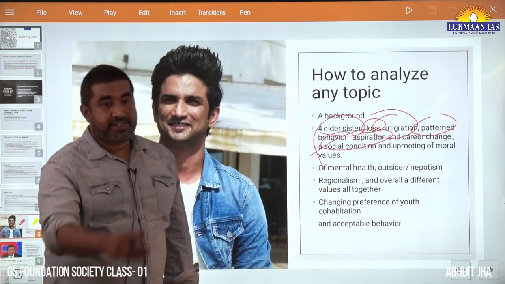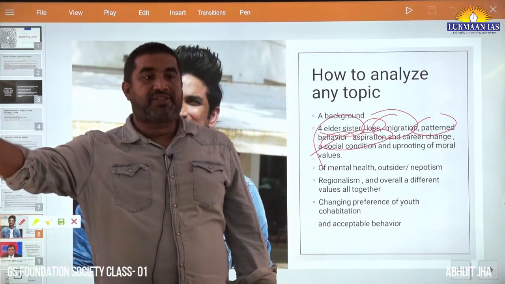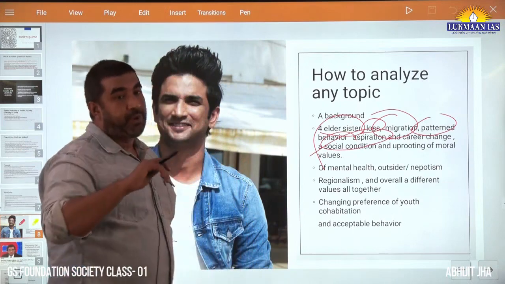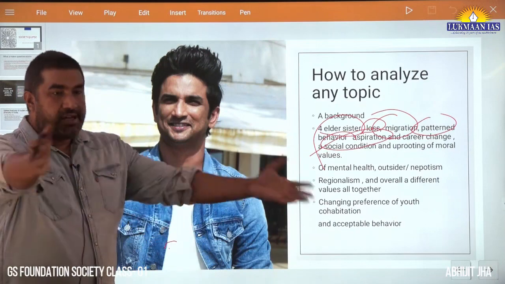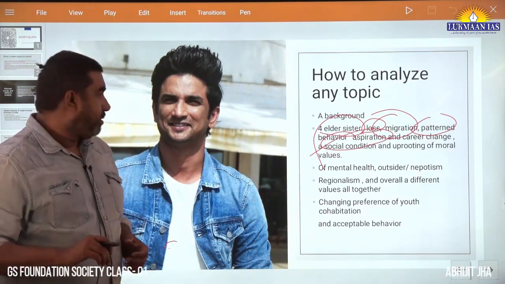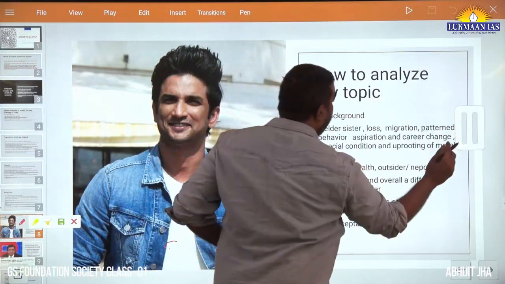aspirations and career change. As you were saying, he was an intelligent student, and he shifted to Bollywood, which was literally a dark or uncharted territory for him. Okay, social conditioning and uprooting of the moral values.